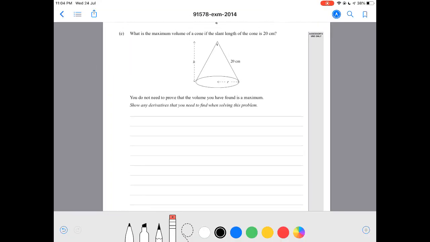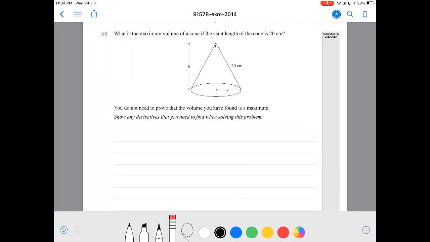Hey guys, welcome back. Sorry that the video got cut off again due to screen recording, so I had to rewind a little bit, and then we're just going to continue back from where we left off. Sorry about that. So what is the maximum volume of a cone if the slant length of the cone is 20 centimeters?